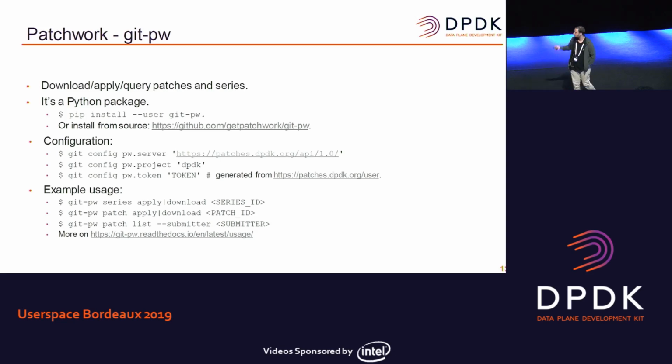So this is one way of configuring GitPW. You can also set environment variables, and you can also provide these as command line arguments. You can then use GitPW to download, query or apply patches, series, or bundles even. Here are some example usages. You can find more information in their documentation.